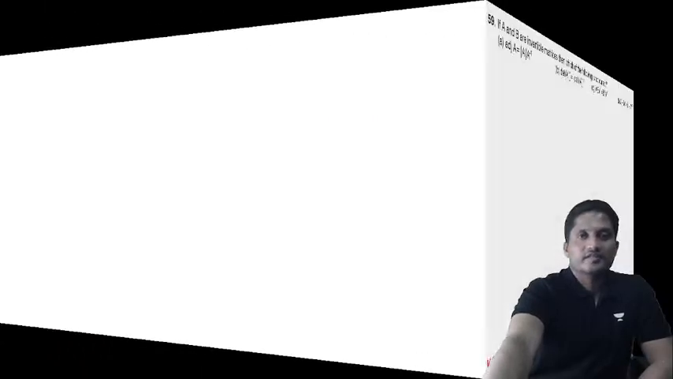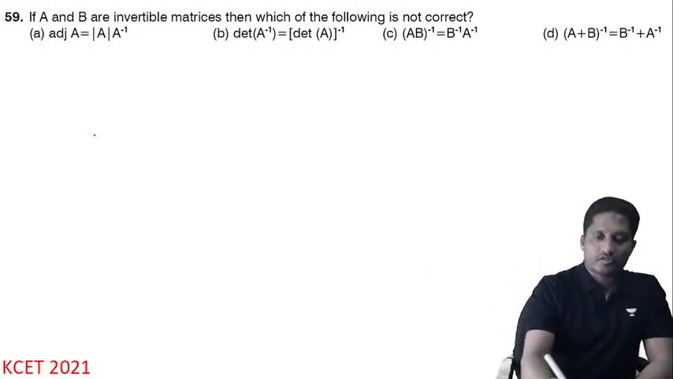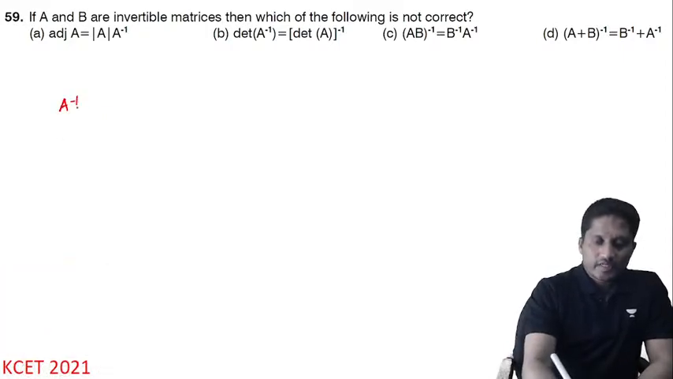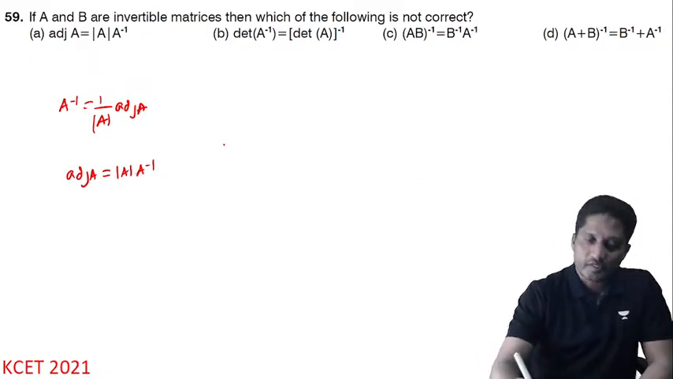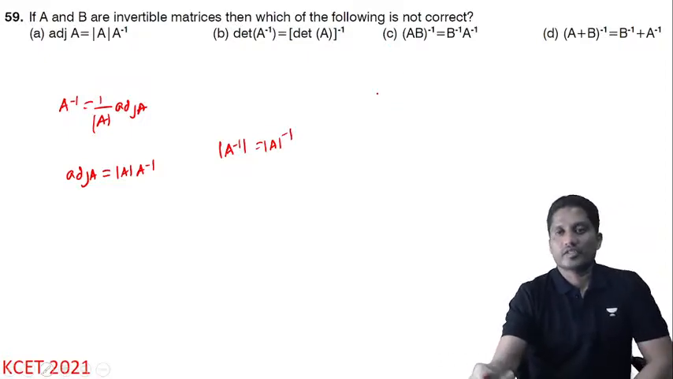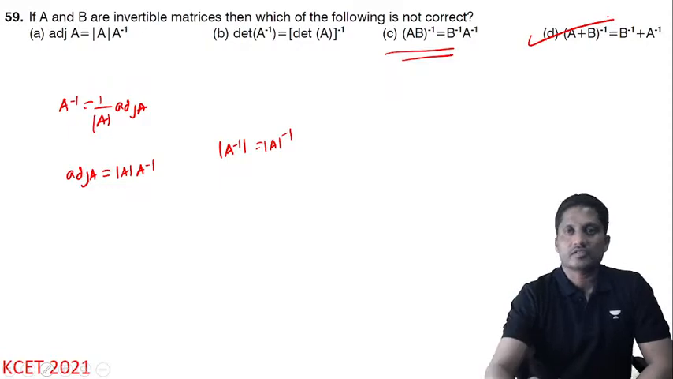Okay, question number 59. A and B are invertible matrices, then which of the following is not correct? First option is true. A inverse is equal to 1 by determinant of A into adjoint of A. If you cross multiply, you will get adjoint of A is equal to determinant A into A inverse. This is true. Second option is also true. Determinant of A inverse is equal to determinant A whole inverse. Third option, obviously (AB) whole inverse is B inverse into A inverse. This is also true. That's called the reversal law of inverses. Alright, option D is false.